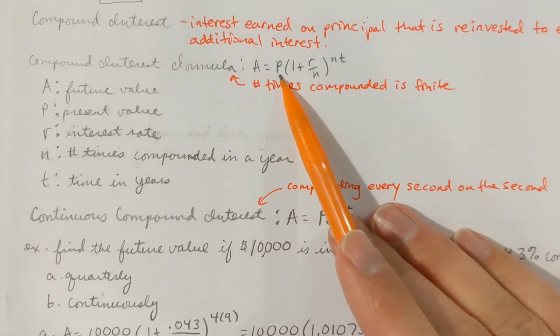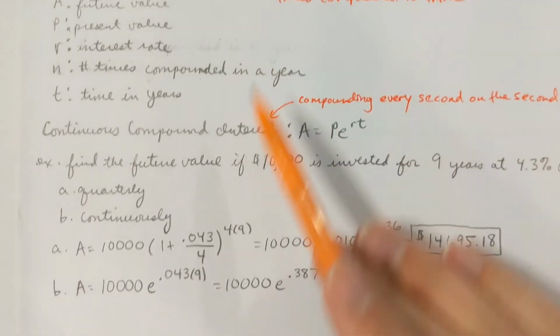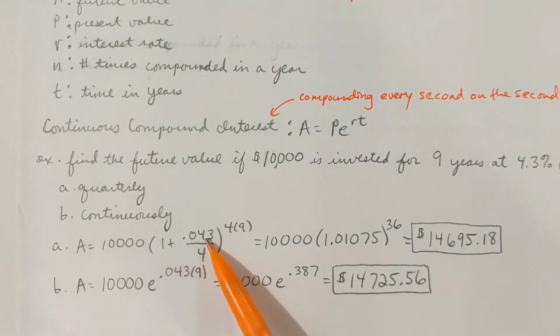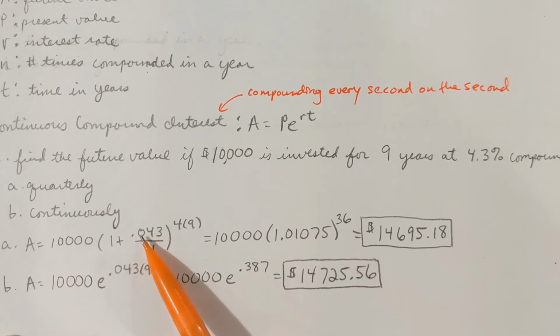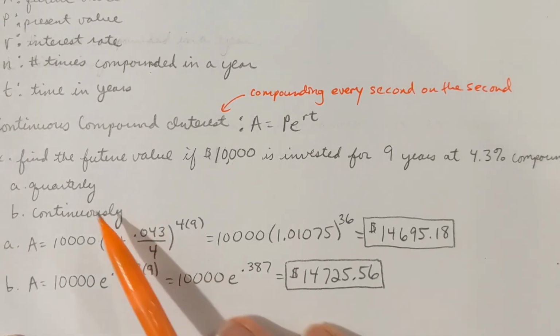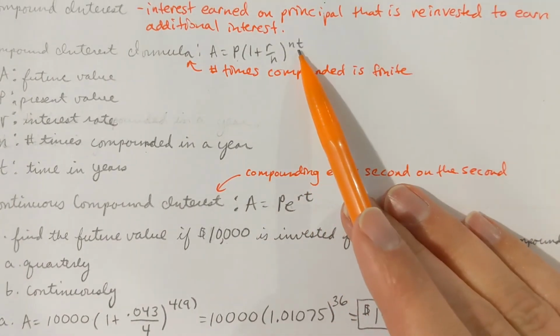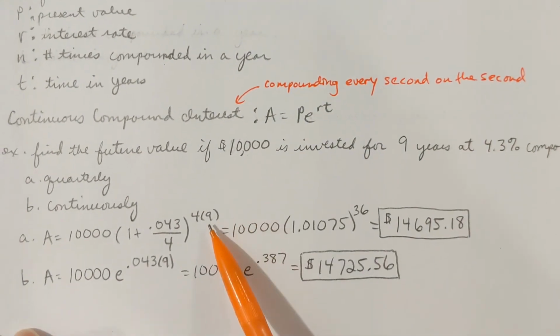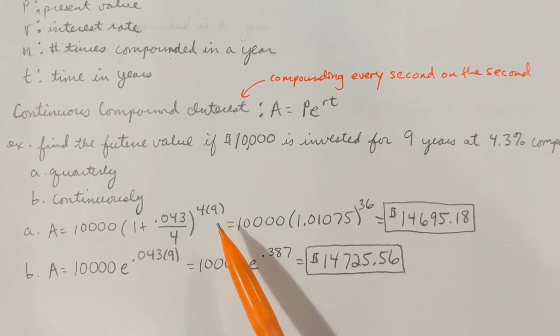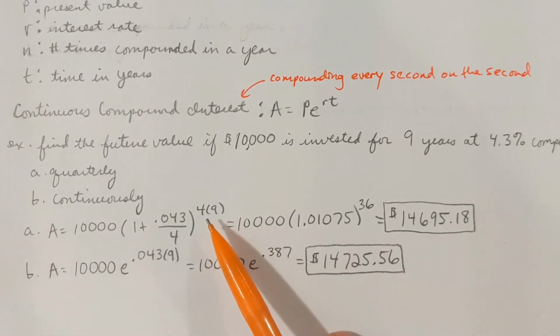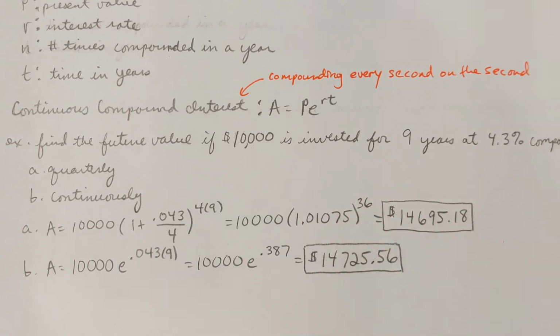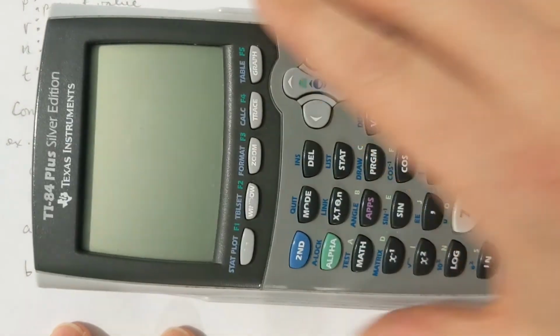I currently have $10,000, that'd be the P value, and I'm going to multiply that by 1 plus the rate, which is 4.3%. 0.043 would be that percentage converted to decimal form. N is 4, since we're compounding quarterly, and T is 9. I want to know how much is going to be there 9 years down the road. At this point, I would then go to the calculator. 4 times 9 is 36. That'd be the exponent. And I've got the 84 model here.